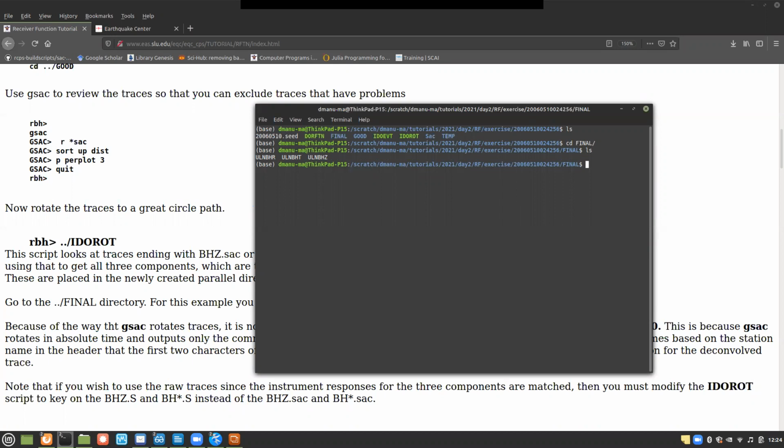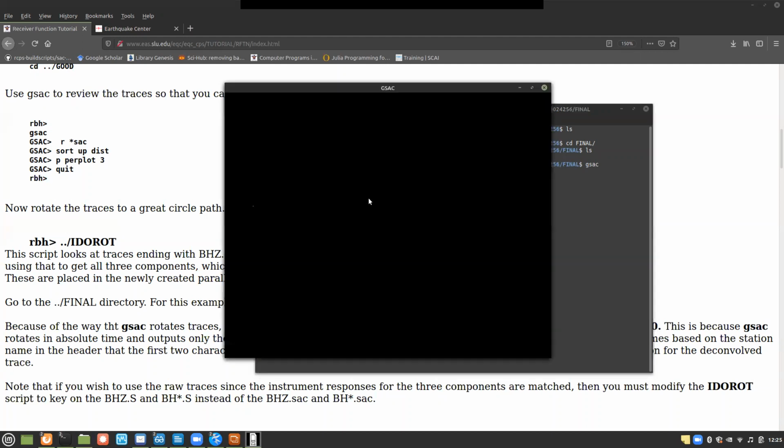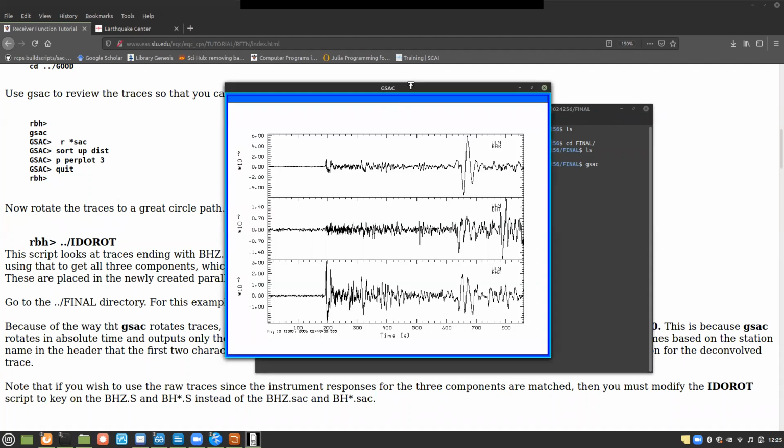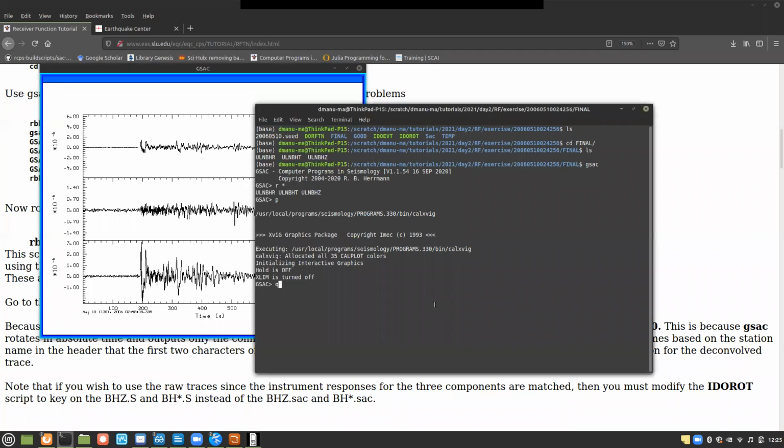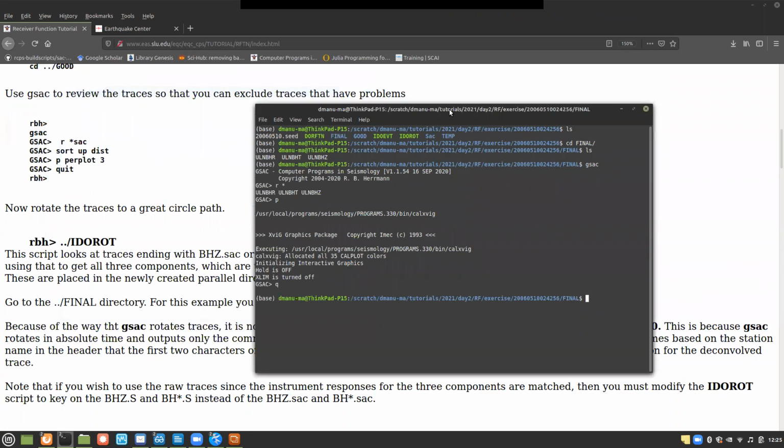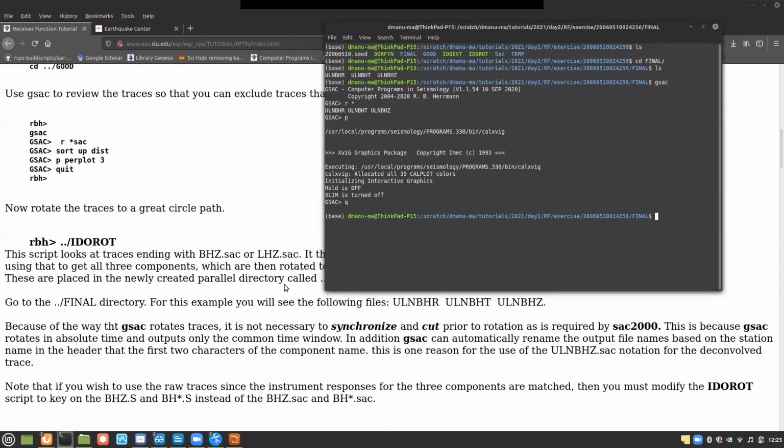Okay, so these are the rotated components. We can again read them and plot. Yeah, now you see the names have been changed to R, so BHR. This is the radial component, this is the transverse, and this is still the vertical component, okay? So now, once we have done this, we can do the deconvolution.